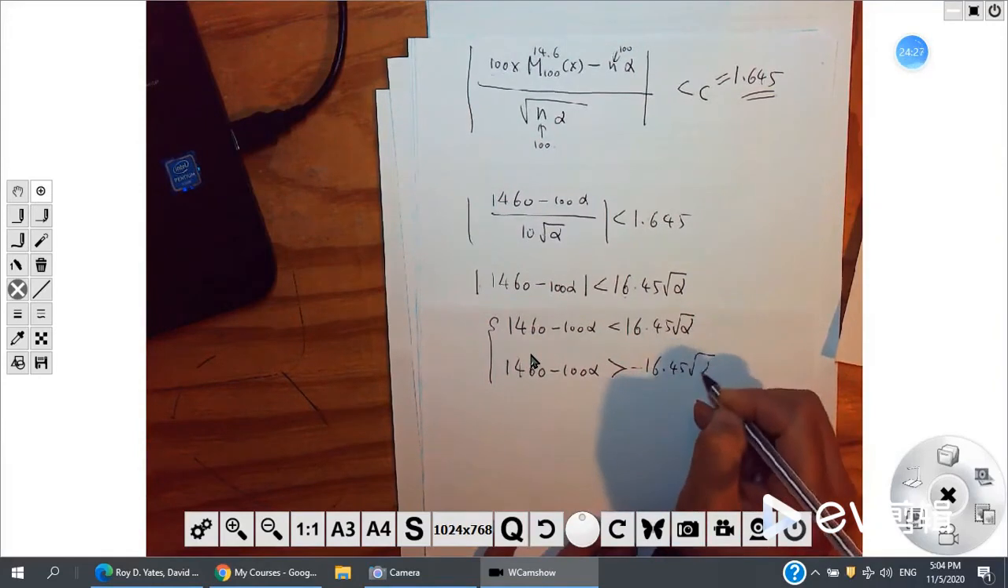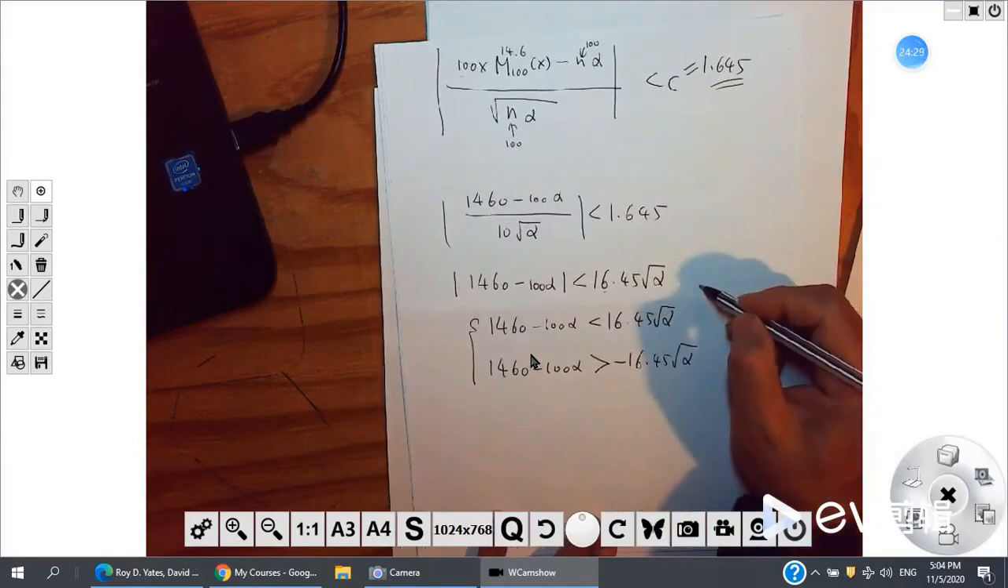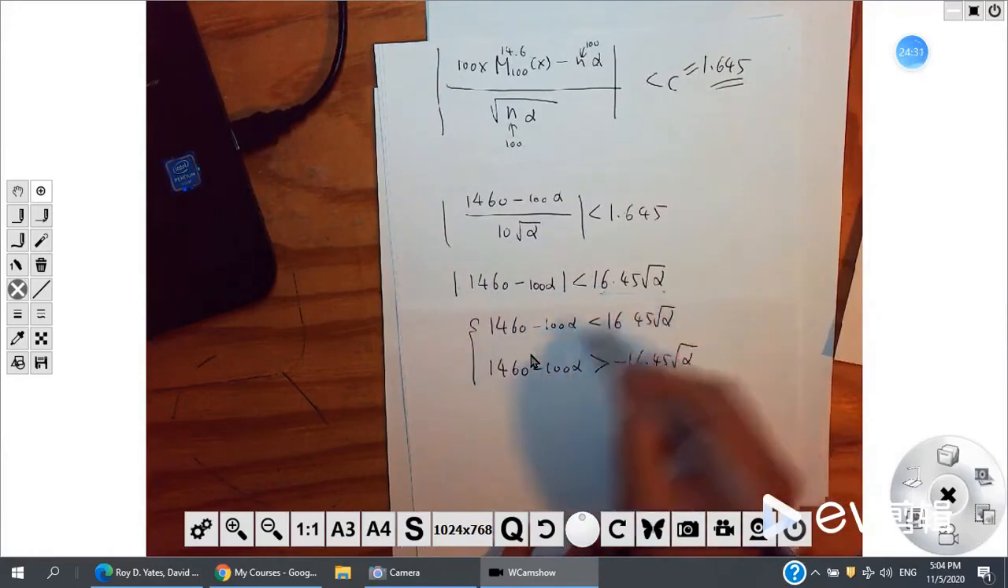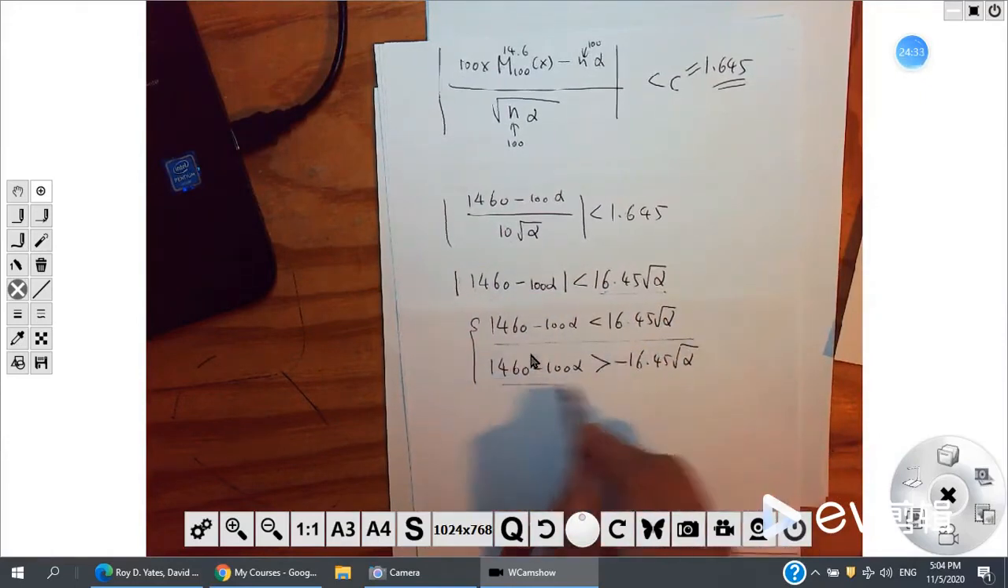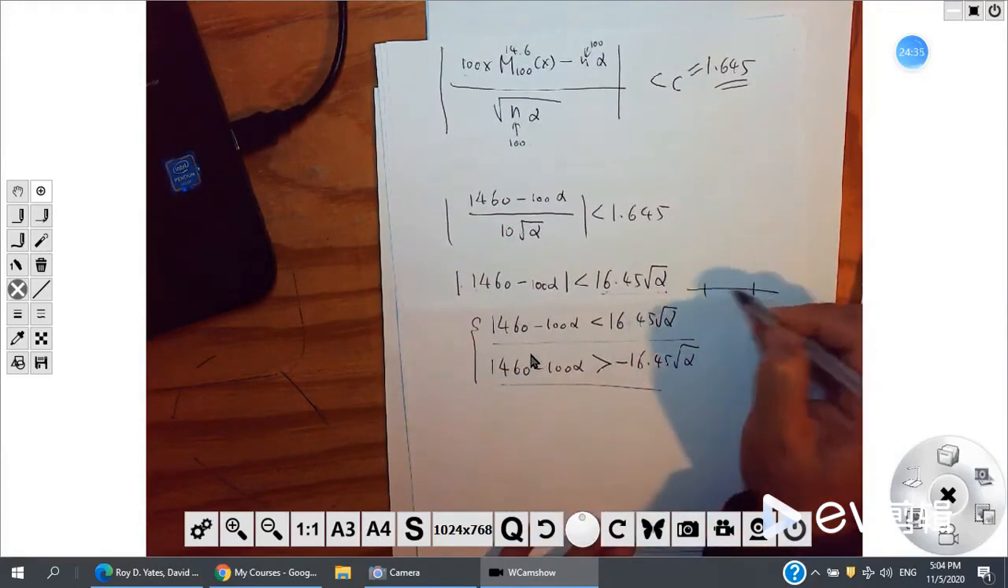I have these two. The absolute value is smaller than this, so when you remove the absolute value, you have these two things. Absolute value is smaller than something.